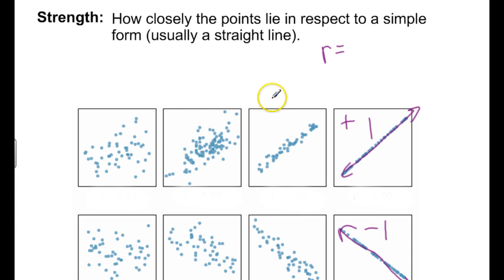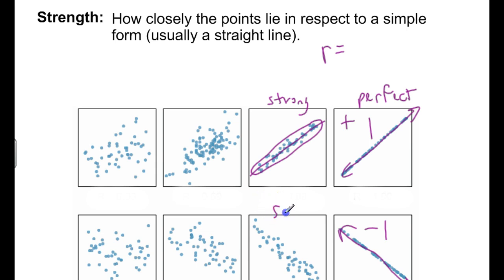Now these are both strong. These are perfect, literally. Both of these are pretty strong still. And if I were to fit a line or put an ellipse around that, you can see the trend of the data. It's definitely linear. It's close to the line.